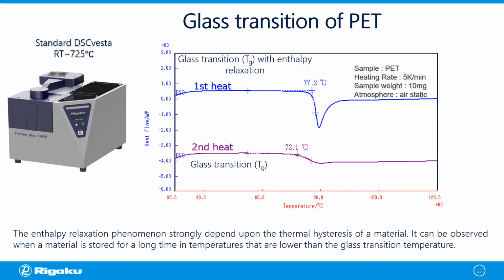Since this phenomenon strongly depends on the thermal hysteresis of a material, heating cancels the thermal hysteresis. Therefore, in the second heating measurement result, we can only observe a baseline shift due to glass transition at 72 degrees centigrade.